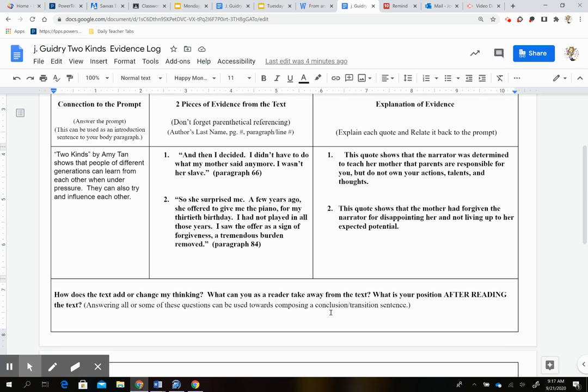Then, what can the reader take away from the text? This is what lesson did you learn from this story? So think about important life lessons that people are taught. What's the important life lesson that you got here? So it might be to be your own person. It could be something along the lines of parents might not always know best, or parents are doing the best that they can. What's the lesson that you learned?